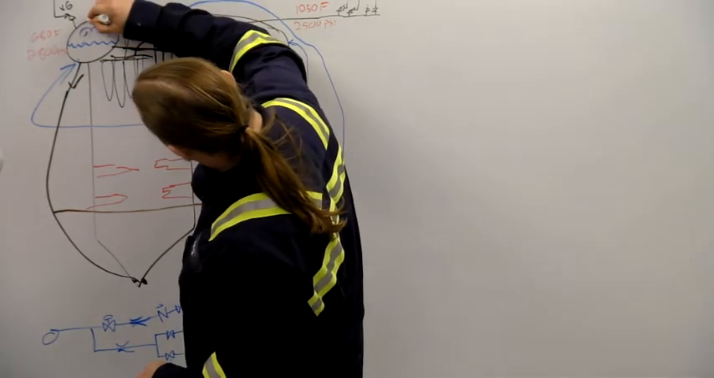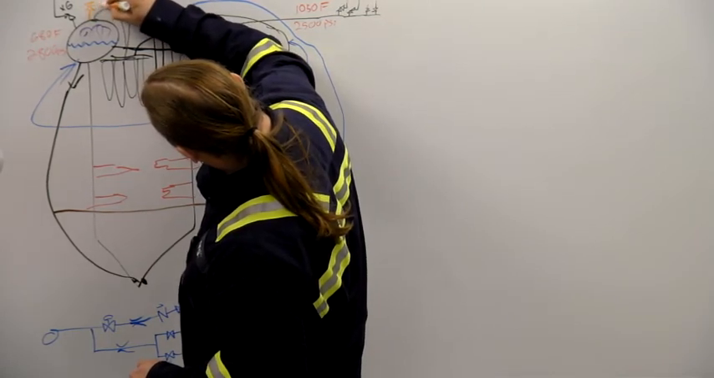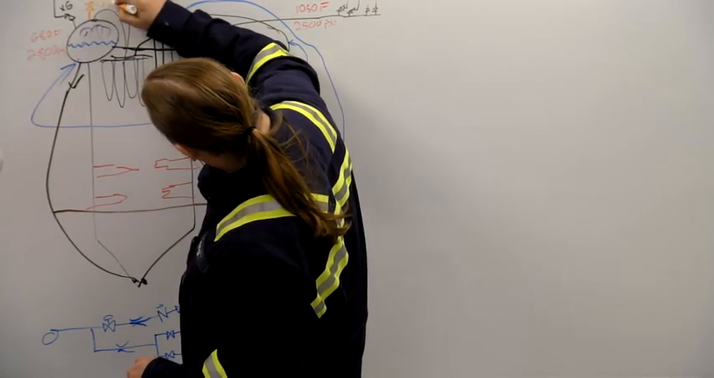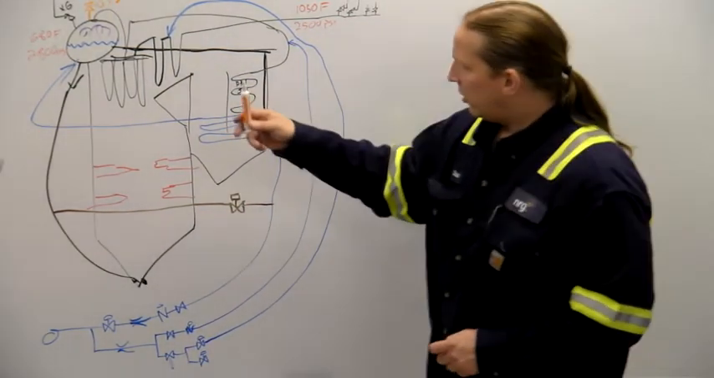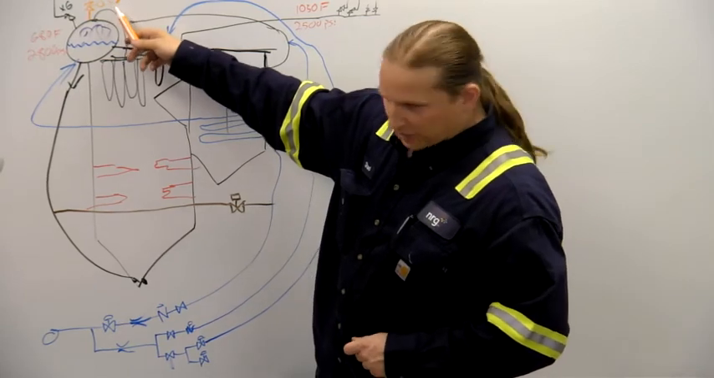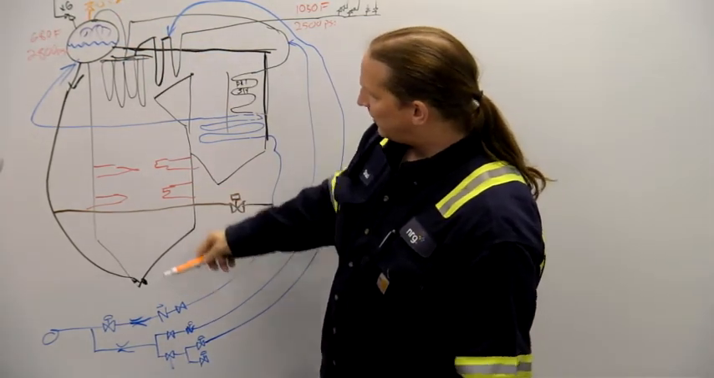There are two motor-operated vents on the drum. These are open when we're shut down, they're open during startup, and they shut when the unit gets up to 50 pounds.